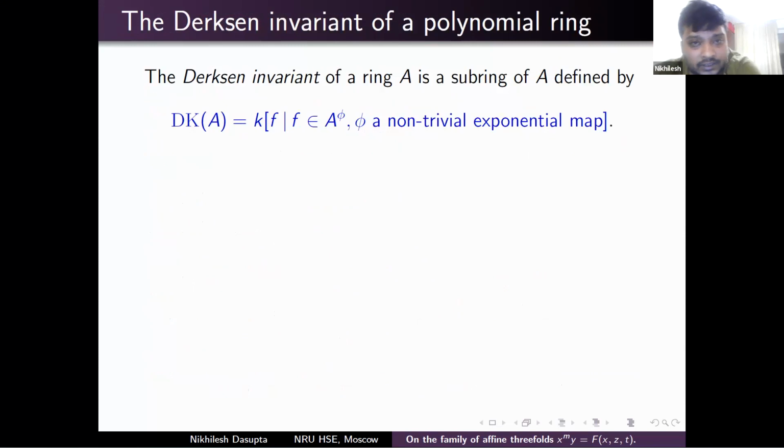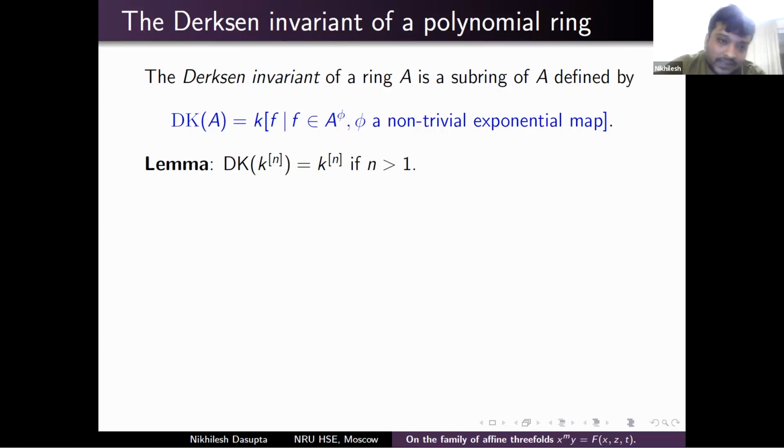Now, the Derksen invariant of a polynomial algebra. The Derksen invariant will be the algebra over K generated by the rings of invariants of all non-trivial exponential maps. Like when we speak in terms of LNDs, we say the algebra generated by all the kernels of non-zero local nilpotent derivations. So one very easy lemma, which you can obviously guess: what will be the Derksen invariant of a polynomial algebra? It has to be the whole thing.